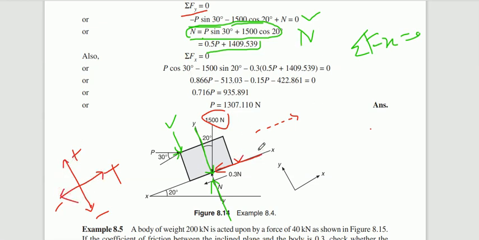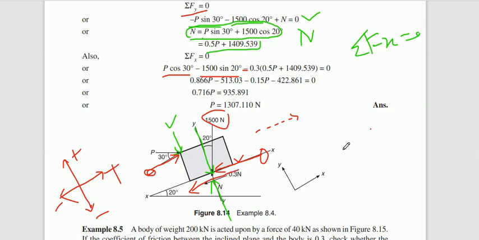So this force is 1500 sin 20. You can observe 1500 sin 20. And the next horizontal force is P cos 30, and it is in the positive direction, therefore it is positive. And again this friction force, here one friction force is there, direction is negative, therefore I have shown it negative.